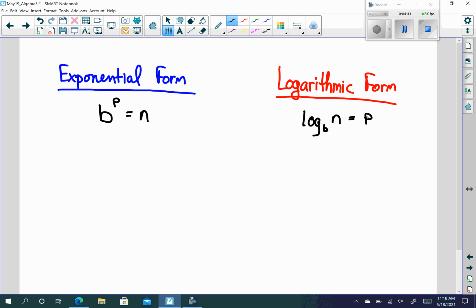So this is how we rewrite it. If we have some base raised to a power, that's going to equal some number. Rewriting it as a logarithm, we have log base b of that number is going to be that power.